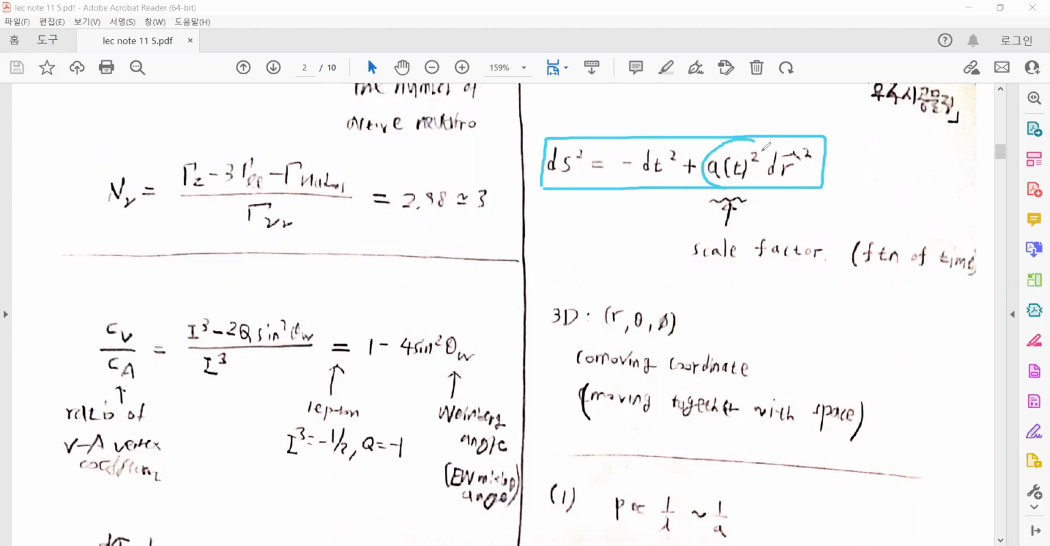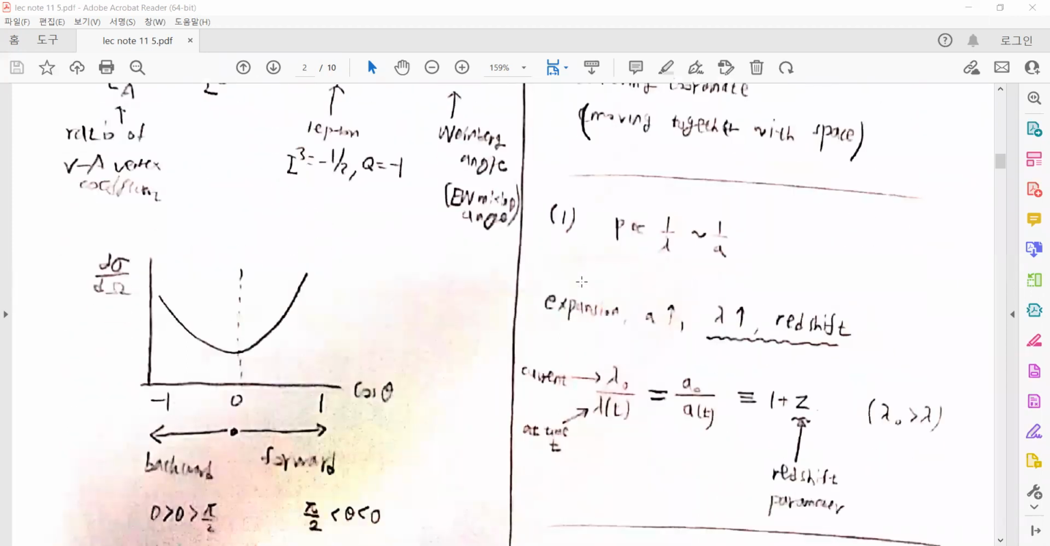There will be the scale factor a, which is a function of time, multiplied in the displacement path. And we will use spherical 3D coordinates as co-moving coordinates. Such a coordinate moves together with space, so it is called a co-moving coordinate.